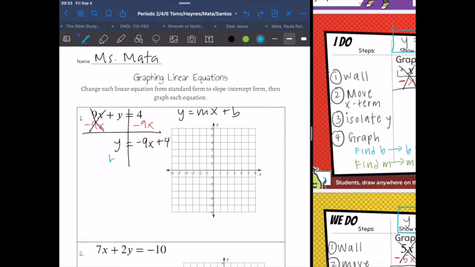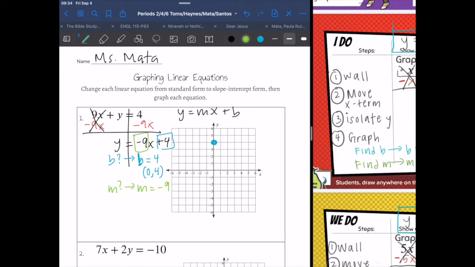So now I have to find out, what's my b? My b, my y-intercept, which is the b, is positive 4, which means I begin at (0, 4). And that's at the top right there. Cool. Now, I need to figure out what's my m? What's my slope? I know that my m is right here beside the x, and it's negative 9.